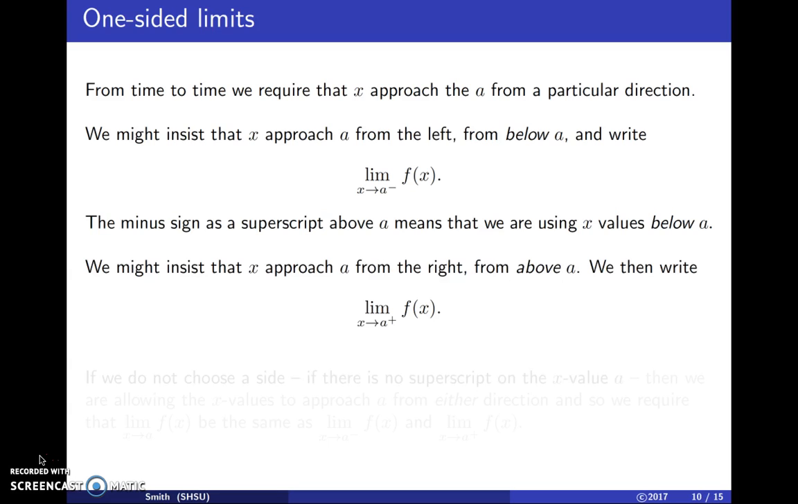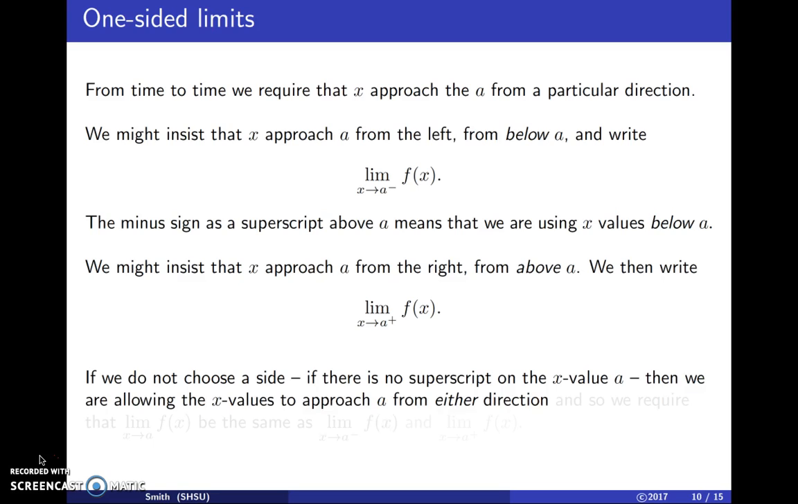We could instead insist that x approach a from the right along the x-axis from values larger than a. When we do this, we write the limit as x approaches a from above. Here the x values are slightly larger than a, and so on the x-axis they're just to the right of a. If we do not choose a side, coming at a from the left or the right, if there's no superscript, then we're allowing the x values to approach a from either direction, and so we will leave off a superscript and just write the limit as x approaches a.